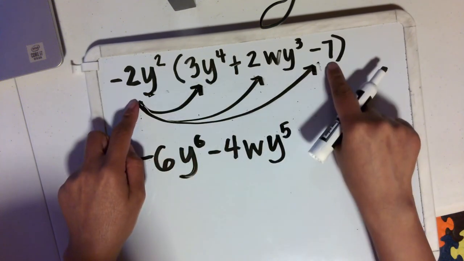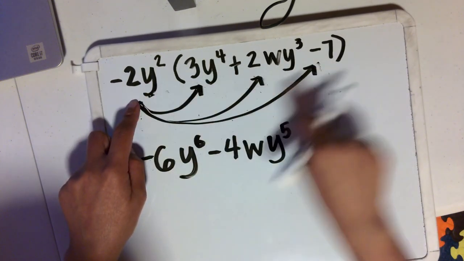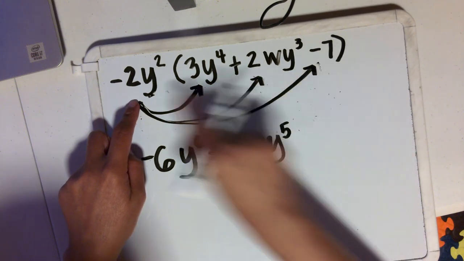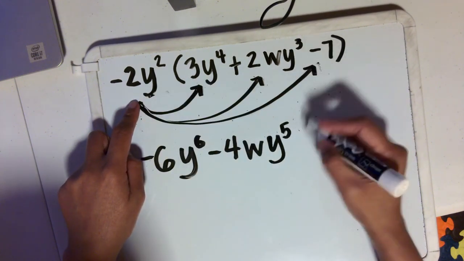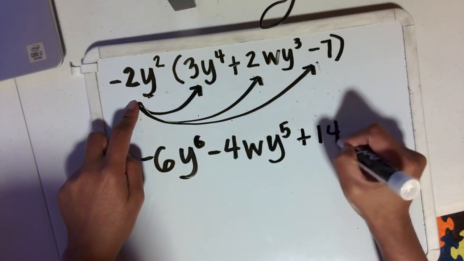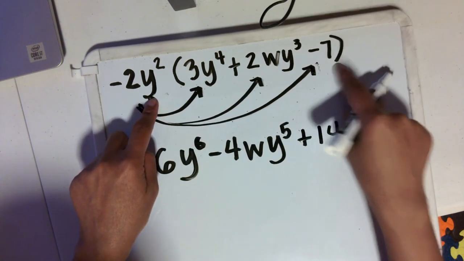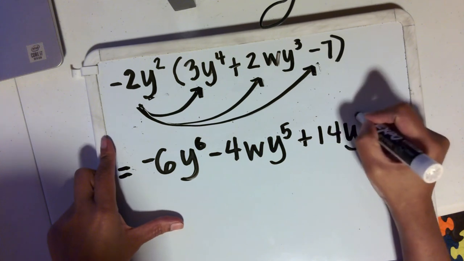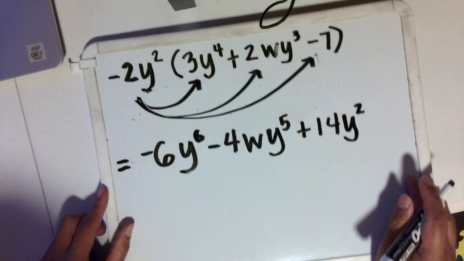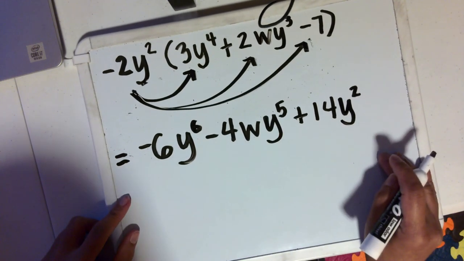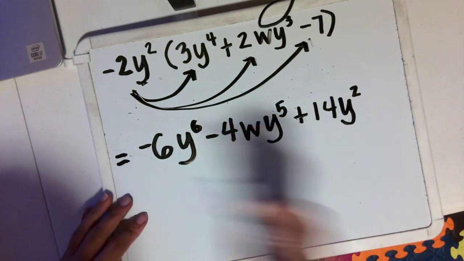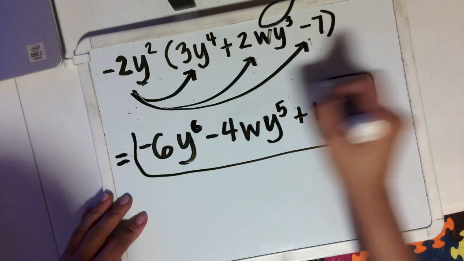We'll repeat the same procedure, but this time we will multiply by the last term. So negative 2 times negative 7 is positive 14. This one has a y squared, and the other has no variable attached to it, so we'll just simply write y squared. There are no like terms, therefore this is already simplified. This is already the final answer.